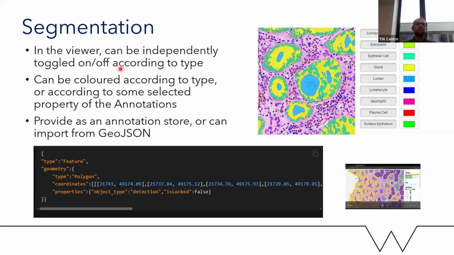So segmentations again. In the viewer, you can toggle different types of segmentations on and off. If they have a type property, you can color them by any property that exists in those annotations. And you can provide it directly as an annotation store, or you can import it from, for example, GeoJSON, which is basically just a standard representation where you essentially have a bunch of coordinates and a bunch of properties.